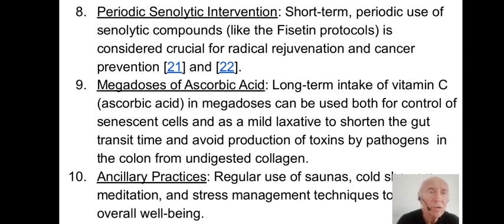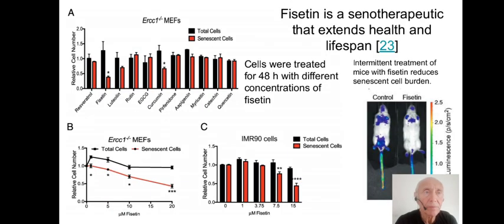And mega doses of ascorbic acid: long-term intake of vitamin C in mega doses can be used both for control of senescent cells and as a mild laxative to shorten the gut transit time and avoid production of toxins by pathogens in the colon from undigested collagen. And what else? Regular use of sauna, cold shower, meditation, and stress management also helps to sleep better and to recover. And also it is good for your health.